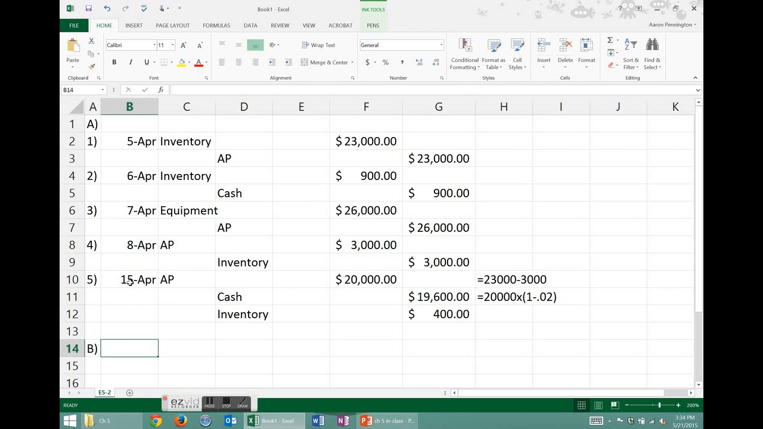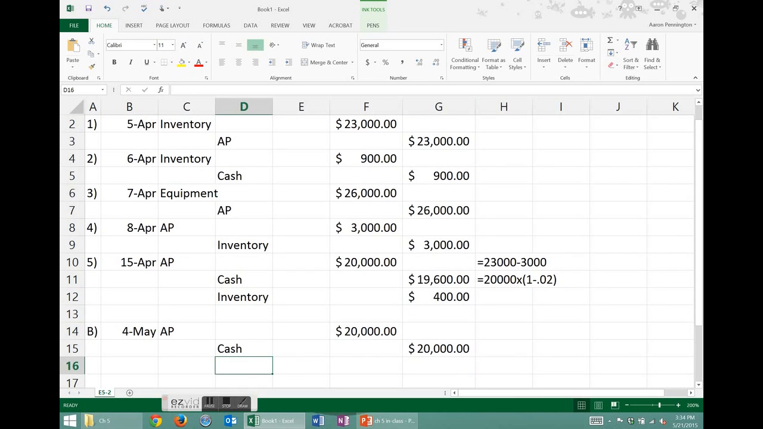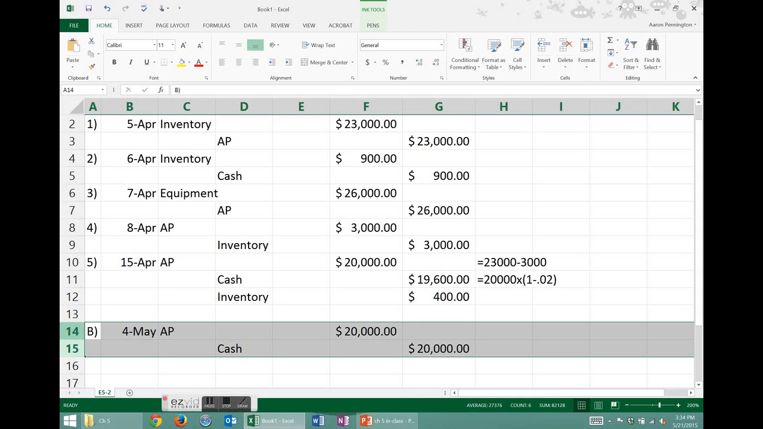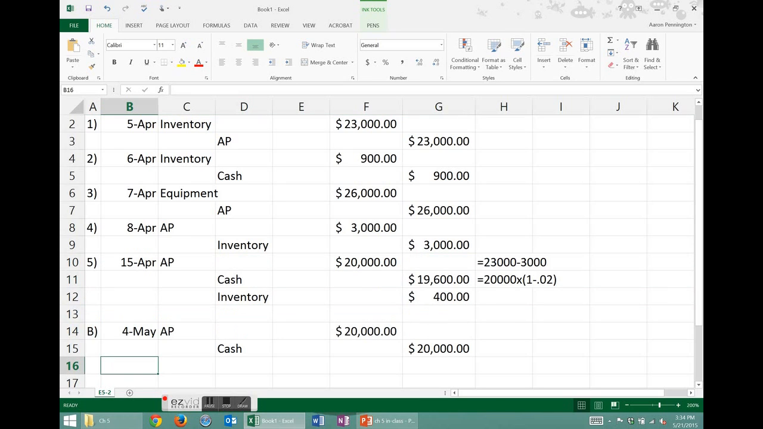Okay, so the difference between May 4th and April 15th is, of course, that the May 4th date is outside the discount period. So what does a payment look like outside the discount period? Well, you would still have the $20,000 debit reducing the account payable liability account, and the amount of the check cut to Botham Company would be $20,000. So that is Part B. Part B illustrates payment on account outside of the discount period, whereas Part A, Journal Entry 5, illustrates payment on account for inventory inside of the discount period. Okay.